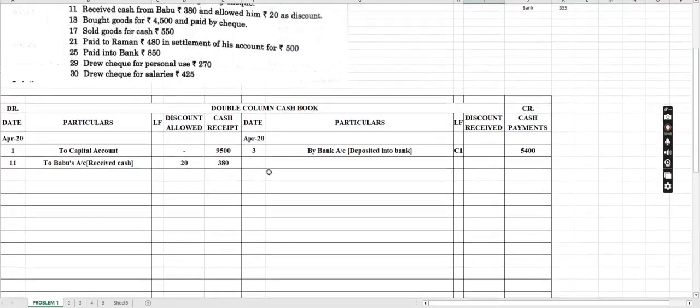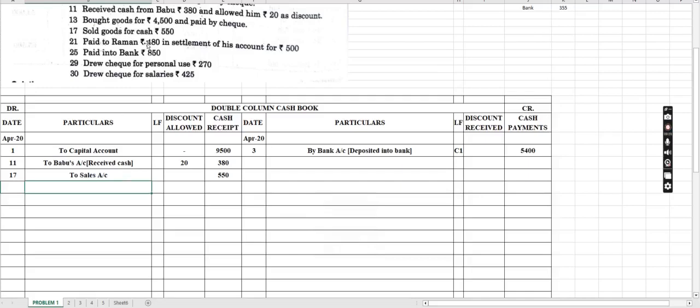Sold goods for cash. See here, goods are sold. When we are selling on 17th, cash is coming. How much cash is coming? 550 rupees cash is coming. How is it coming? To sales account. We have sold the goods. That's why the cash is coming. That is simple. Okay, next.